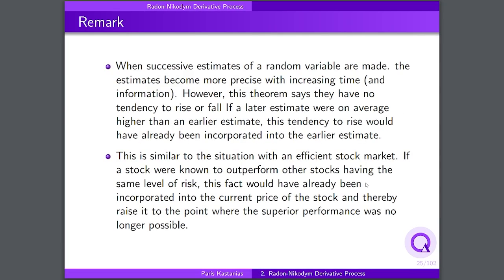When successive estimates of a random variable are made, estimates become more precise with increasing time and with increasing information. However, this theorem says that they have no tendency to rise or fall. If a later estimate were on average higher than an earlier estimate, this tendency to rise would have already been incorporated into the earlier estimate. This is similar to the situation with an efficient stock market. If a stock were known to outperform other stocks having the same level of risk, this would in fact have already been incorporated into the current price of the stock, and thereby raise it to the point where the superior performance was no longer possible.